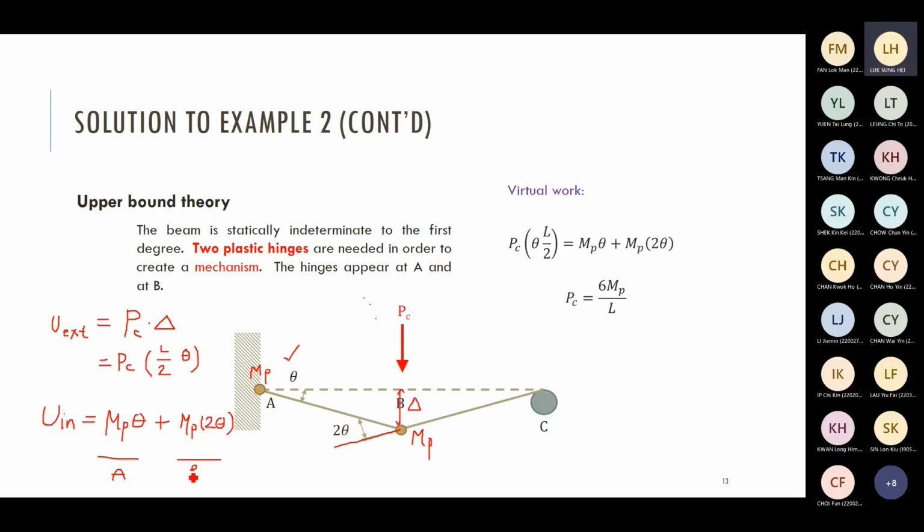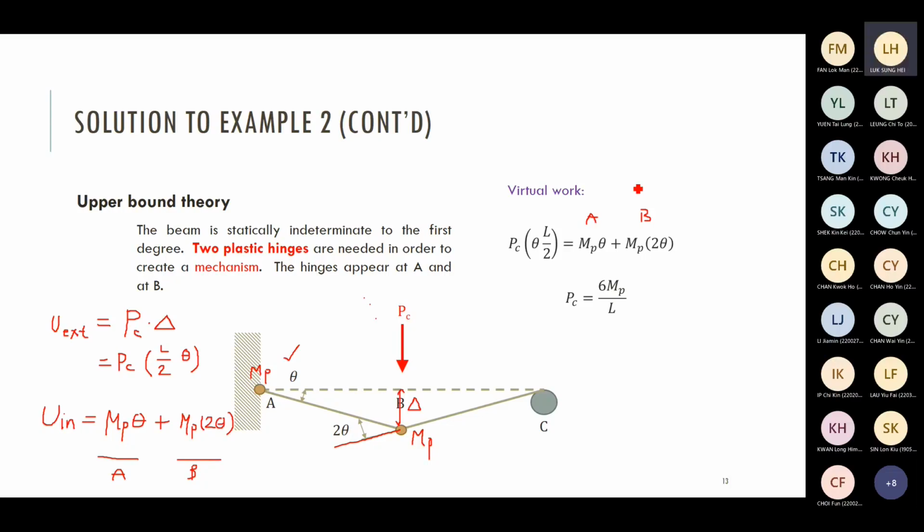What about point C? Point C is not a plastic hinge. Point C is a real hinge, a roller support. There's no moment at point C. It is a real roller support, a real hinge. So there's no plastic work at point C. Don't need to consider point C. Nothing at point C. So when you read the solution, there are only two terms. One is at point A, the other one is point B, no point C.